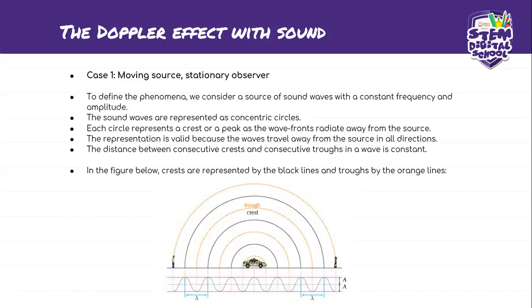So the distance between consecutive crests and consecutive troughs in a wave is constant. So you can see here, they're all constant. Okay, so in this figure below, the crests are represented by black lines and the troughs by the orange lines.